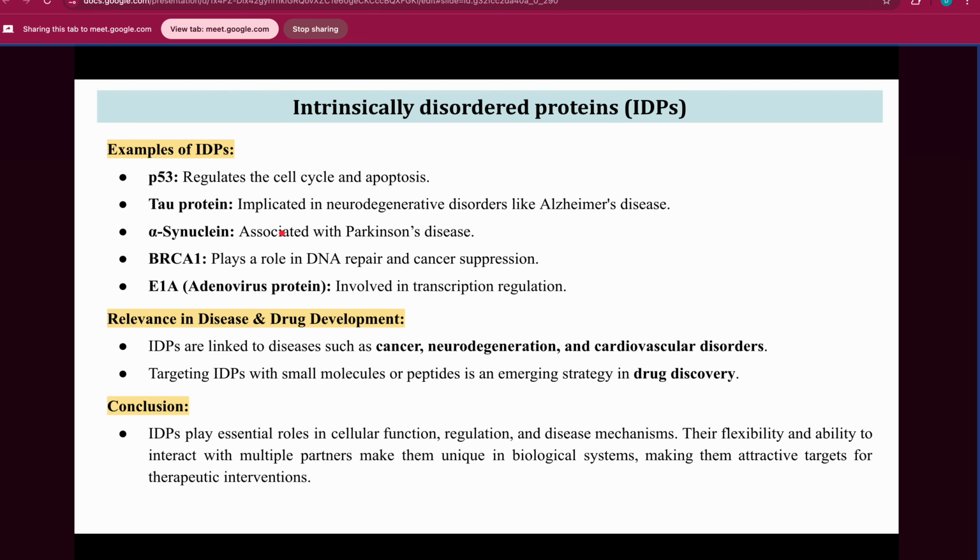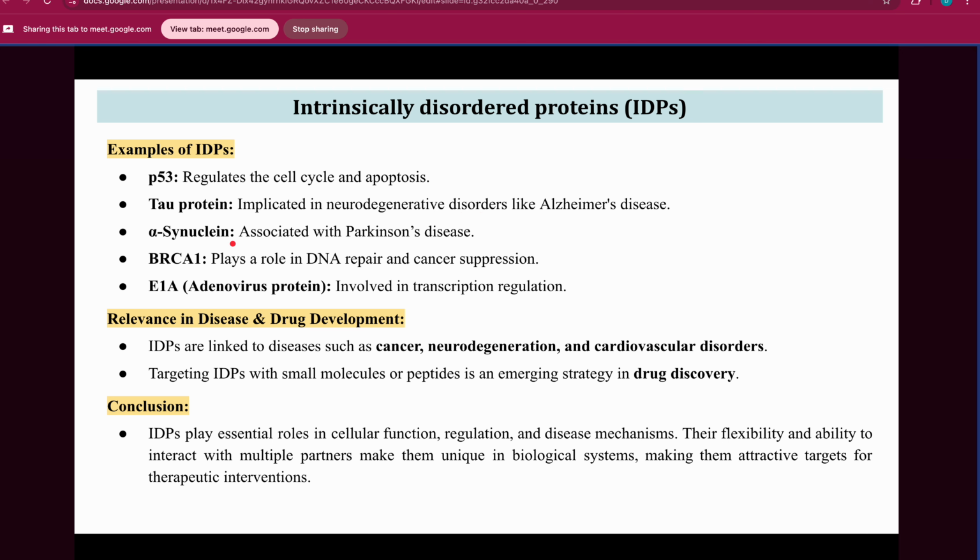Now we'll talk about certain examples. These examples we have already discussed, such as p53, which is important in cell cycle and apoptosis. Then we also talked about the tau protein, which is important in neurodegenerative disorders. We have seen that the amino acids present in this protein act as a site for phosphorylation or post-translational modifications. These modifications are involved in neurodegenerative disorders.